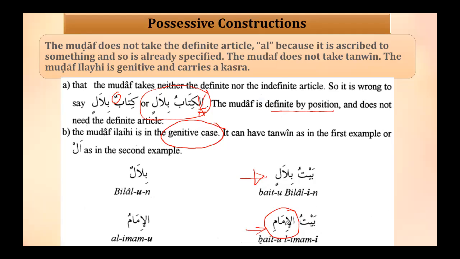So baitul imami. All right, and the first term can either have a dhamma, it can have a fatha, or it can have a kasra. But the second term will always have a kasra.